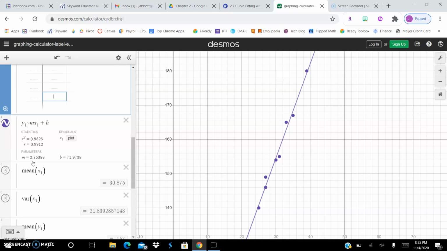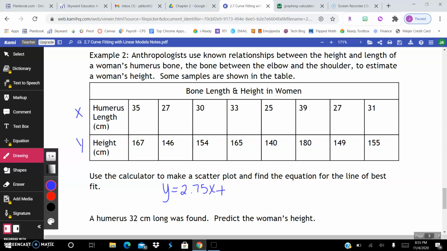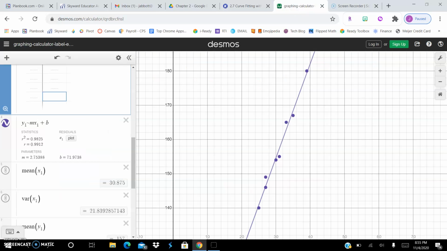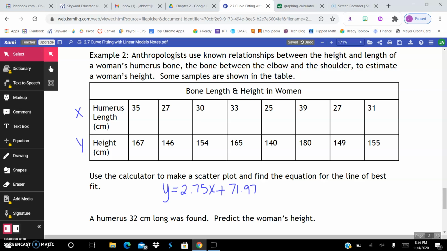We don't have to find our slope by hand. We don't have to find the y-intercept by hand. This is all given to us right here. So our equation, and I would round to the nearest hundredth when you're doing these, is going to be y equals 2.75x plus 71.97. I'm just going to double check that. Yep. Rounded to the nearest hundredth. So Desmos graphing calculator does it all for you right away as long as you check that and type in your information.